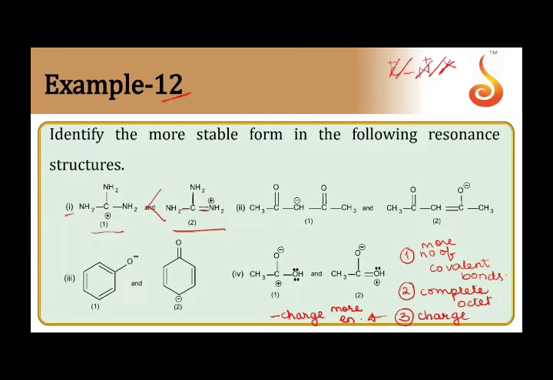Going to the next option, quickly checking the number of covalent bonds, they seem to be the same in both structures. Next, checking whether there is any carbocation or any atom with an incomplete octet, that also we don't see. So going to point 3, that is charge. We can see that here the negative charge is on carbon, whereas here the negative charge is on oxygen. Negative charge, if present, should be on the more electronegative atom. So this second species is more stable than the first one.